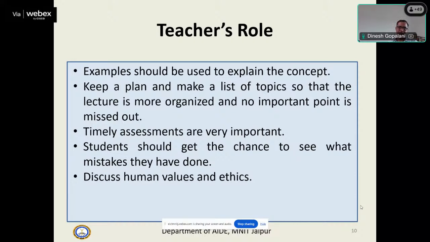I think every university, every institute has a policy on this. Nowadays it is all transparent. After correction, after assessment, we are supposed to show them the answer sheets. So this thing should be done on time. As soon as possible, we should carry this out and show them.